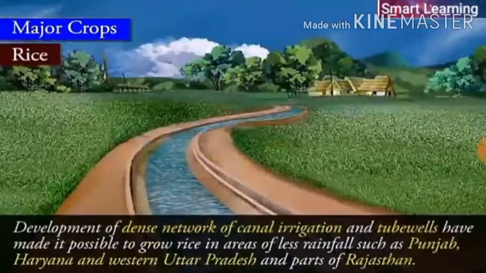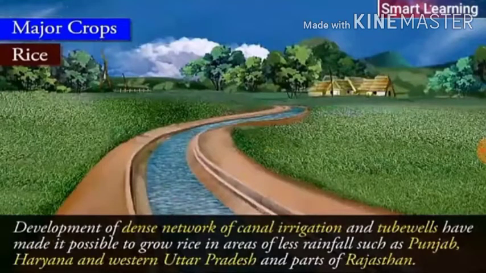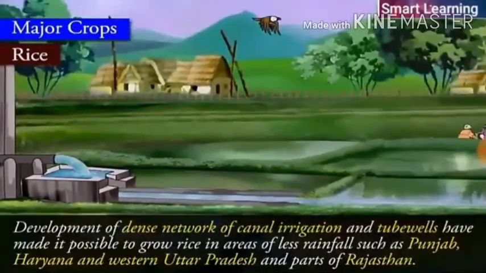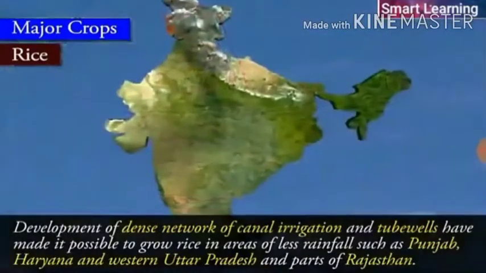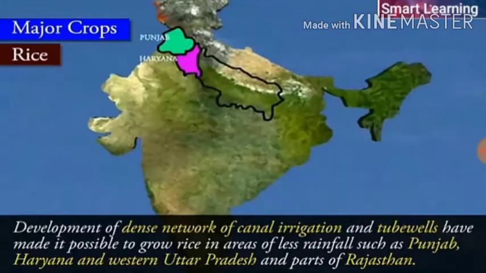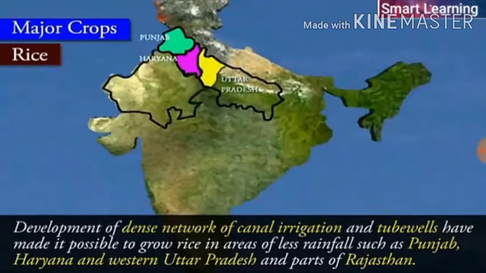Development of a dense network of canal irrigation and tube wells have made it possible to grow rice in areas of less rainfall, such as Punjab, Haryana, and western Uttar Pradesh, and parts of Rajasthan.